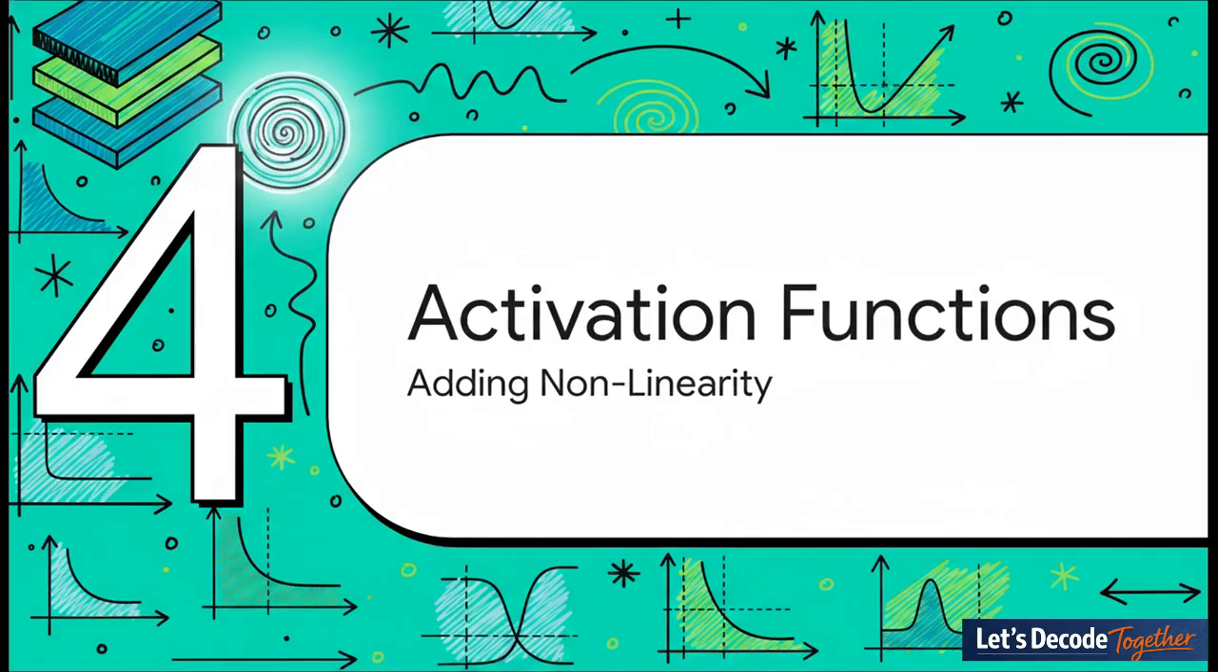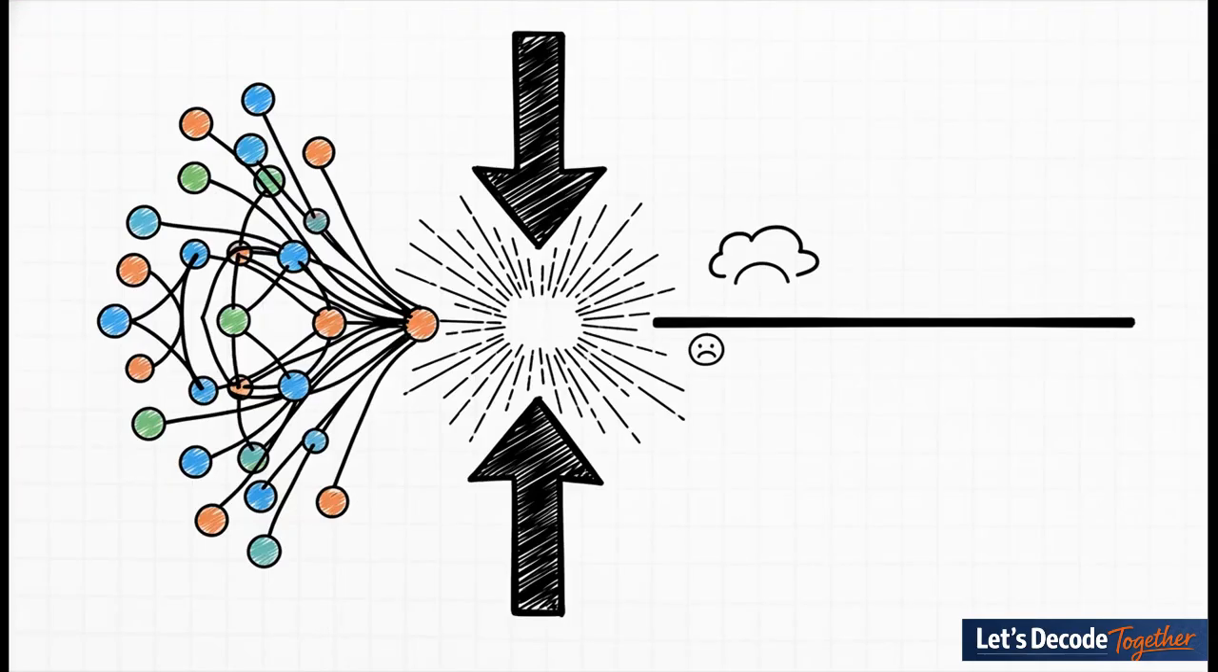Section 4. The magic of activations. Now, this next concept is the absolute secret sauce that makes all this layer stacking actually work. If we just used straight linear math in every layer, our whole massive Lego castle would mathematically collapse into a single flat line, rendering all that depth completely useless.